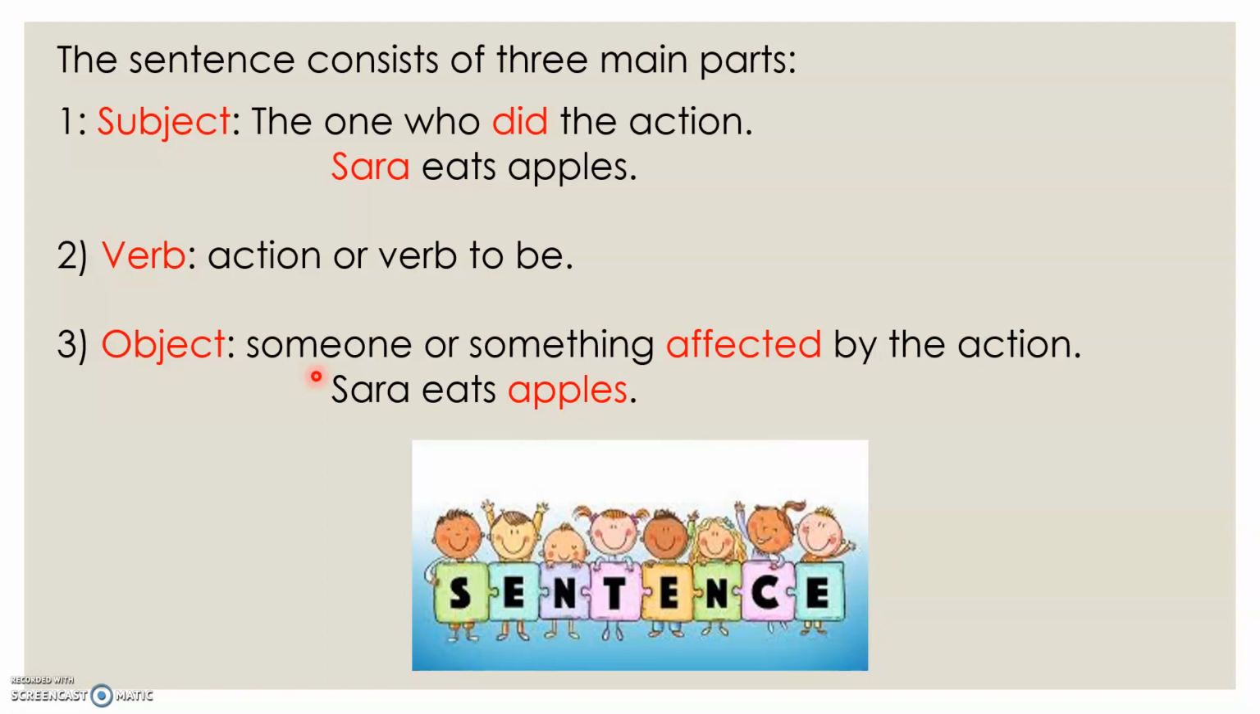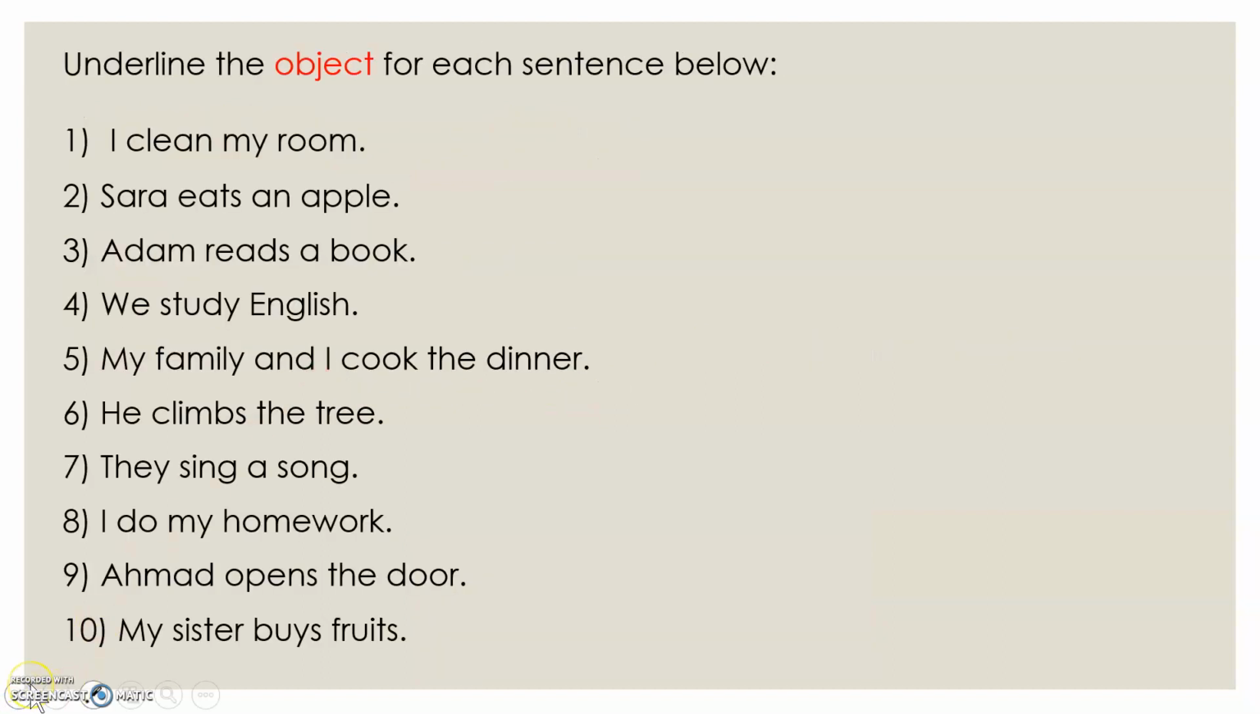Okay? So, in this question, as you can see, the question says you need to underline the object for each sentence below. Sentence number 1, I clean my room. If I ask you, what did I clean, or what do I clean? I clean my room. So the thing that was affected by the action, which is clean, is my room. So my room is the object of the sentence.